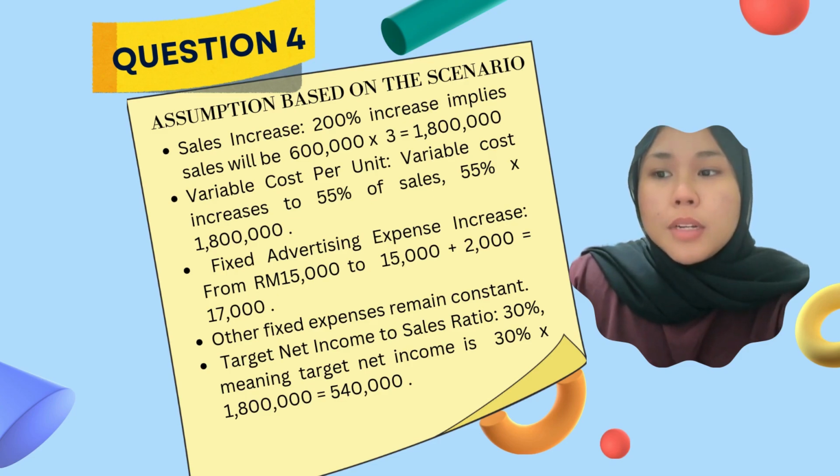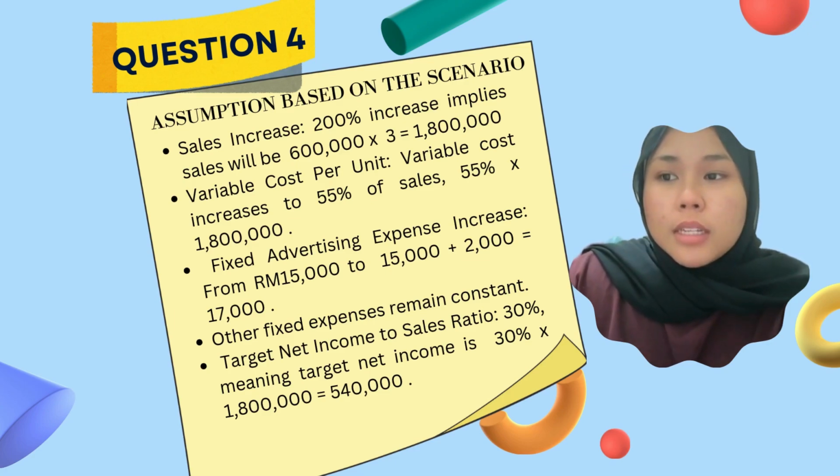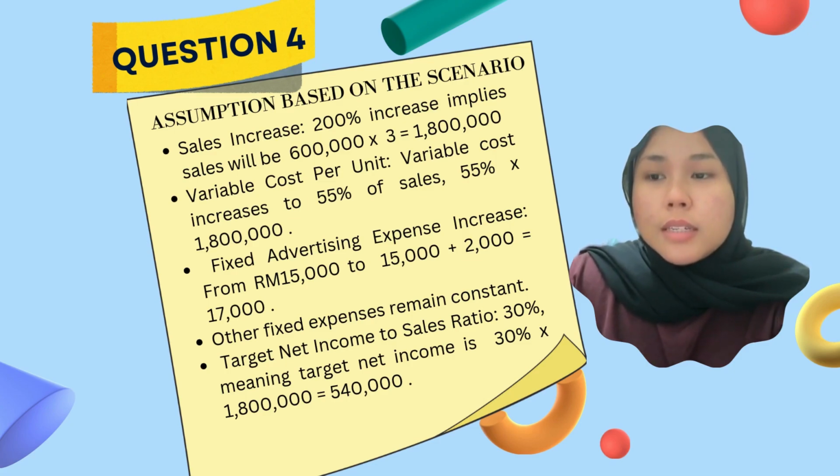For question 4, we will calculate the assumptions. The first one, we will calculate variable cost per unit, and then we calculate fixed advertising expense from 50,000 to 15,000 plus 2,000, and you will get 70,000. And then we will find the target net income to sales ratio, and the ratio is 30%. 30% multiplied by 1,800,000, and you will get 540,000 ringgit.